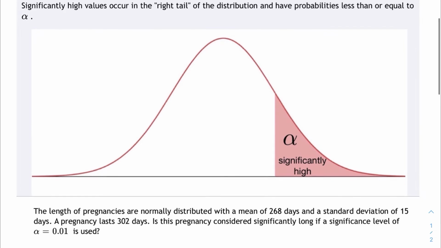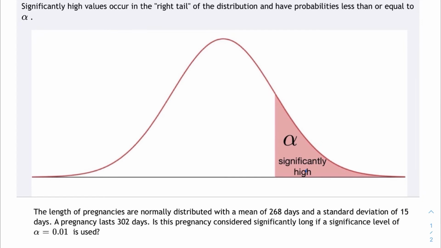So, for instance, if I had x1 here as my value, I'm looking for the probability of a value that extreme or more. So I'm looking for the area to the right of x1. And if you notice, that area to the right of x1 is smaller than the entire area of alpha. And since the probability of x1 occurring is smaller than alpha, that means x1 would be considered significantly high.